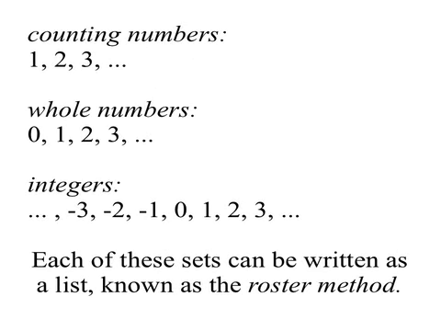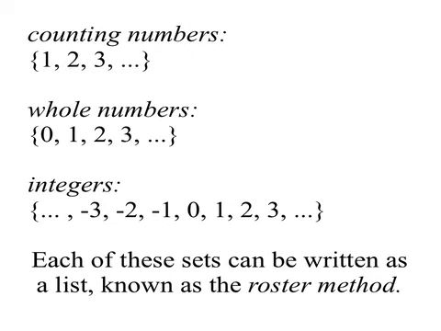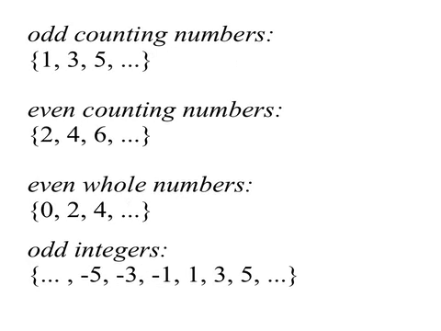Our 3 sets, counting numbers, whole numbers, and integers, can all be written as a list, known as the roster method. We often put these brackets around sets of numbers that can be written as lists. We can think of many more infinite sets that can be written as lists, and here's 4 examples. Odd counting numbers, 1, 3, 5, and so on. Even counting numbers, 2, 4, 6, and so on. Even whole numbers, 0, 2, 4, and so on. And the odd integers, 1, 3, 5, and so on, along with -1, -3, -5, and so on.